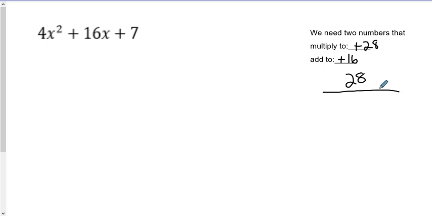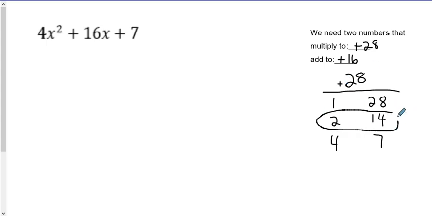Then we'll make our factor tree for the positive 28. We'll write down all our factor pairs. Start with 1. 1 times 28 gives me 28. 2 times 14 gives me 28. 3 doesn't work. We have 4 times 7 gives me 28. 5 doesn't work. 6 doesn't work. And 7's on my list, so we're done. Now, we have to ask ourselves, which pair of numbers can we add to get 16? Well, right away I see that it's 2 and 14.